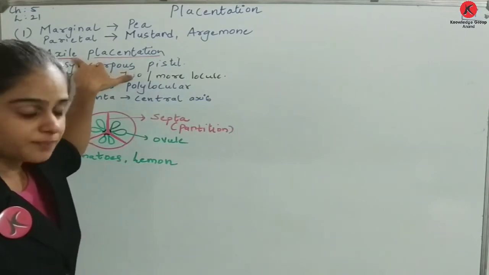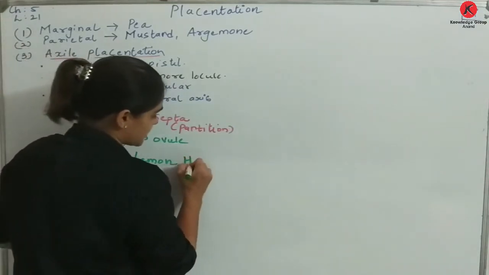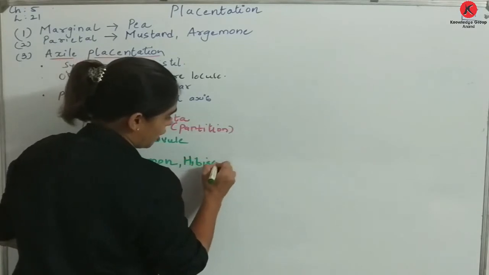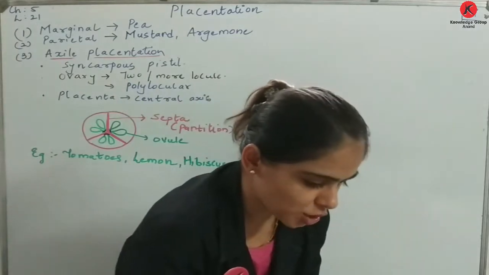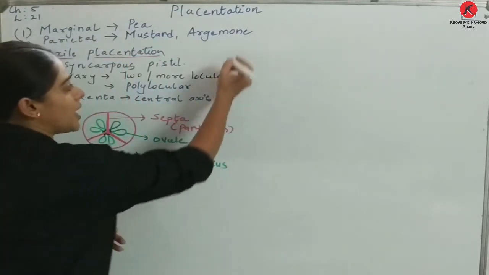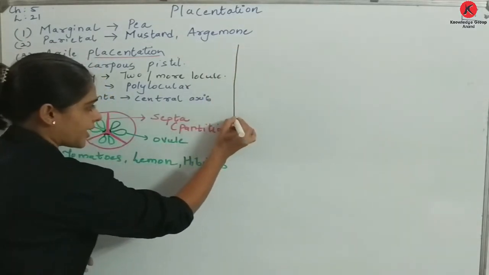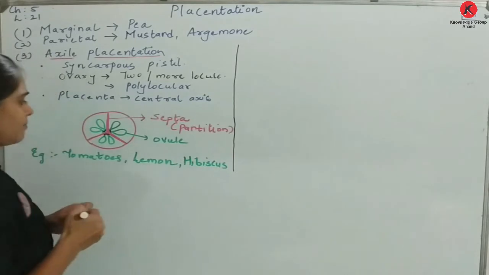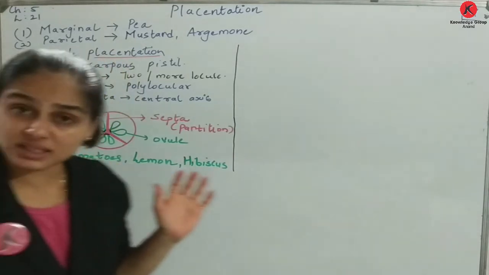Am I clear? So tomato, lemon, then is your hibiscus. That is your shoe flower. These are the examples of your axile placentation. Am I clear? So I hope this was understood well. So this is very simple. Your axile placentation, what do you have to remember?